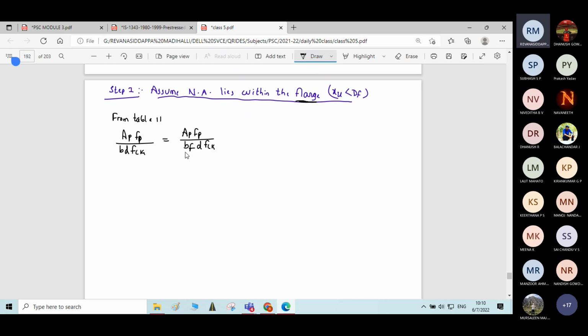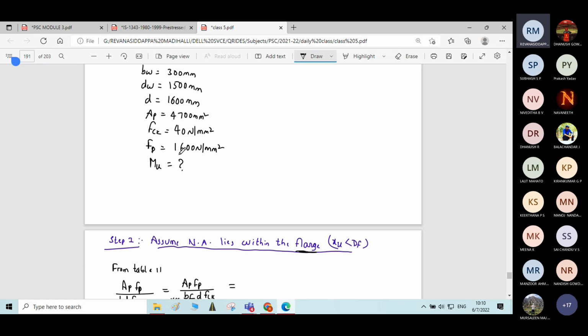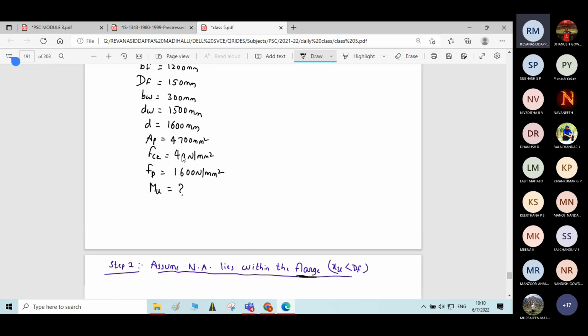This is very important. Remember this, students. You assumed depth of neutral axis lies within the flange, so you need to substitute the corresponding width of flange only here. Therefore, AP FP divided by BF D FCK. AP is given, FP, everything is given, just substitute. 4700 into FP is 1600.